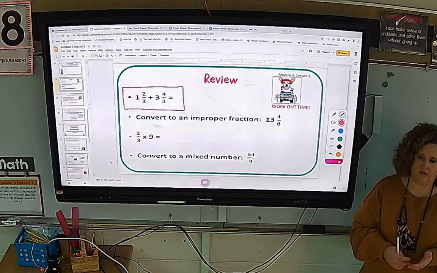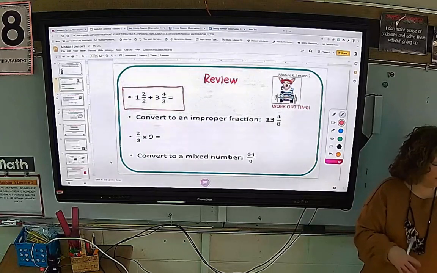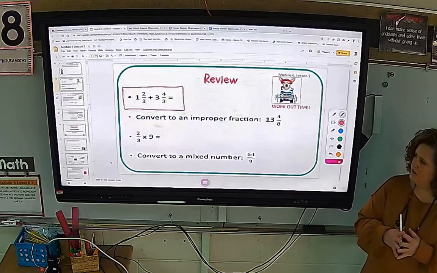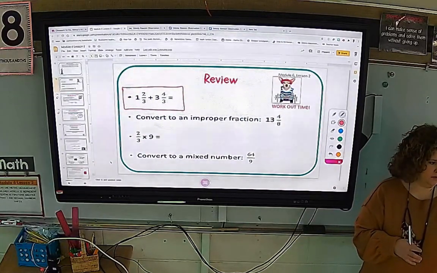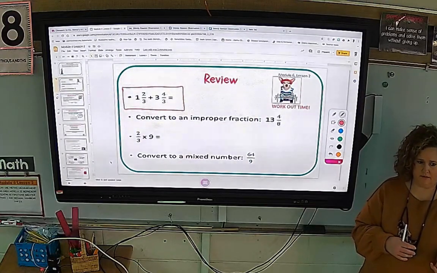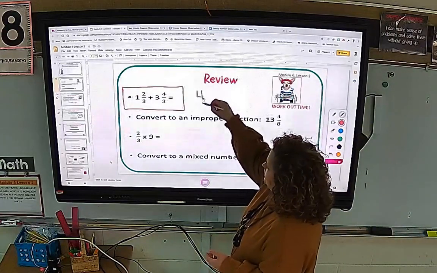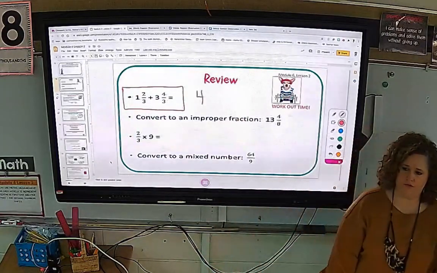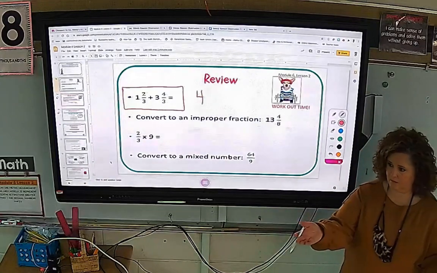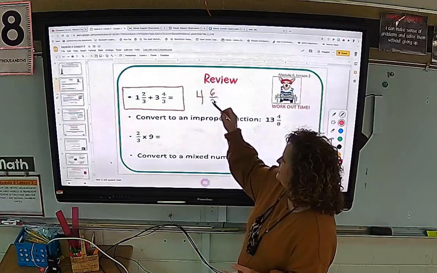Did anybody else do the fraction pieces first? All right. I think a lot of people are used to doing the what first? The whole numbers. Not that it wouldn't work that way. If we did the whole numbers first, what would you get? You get 4. And then when you do the fractions, what do you get? 6 thirds. Can you leave it like that?